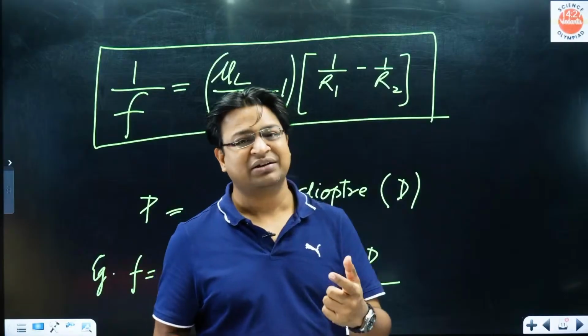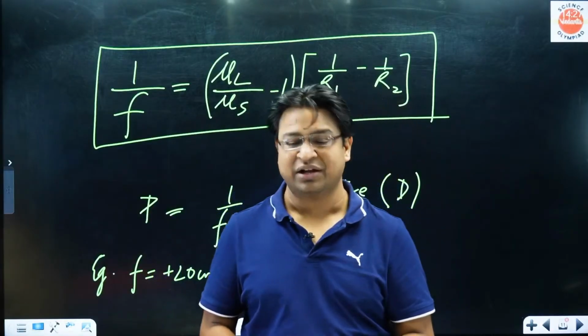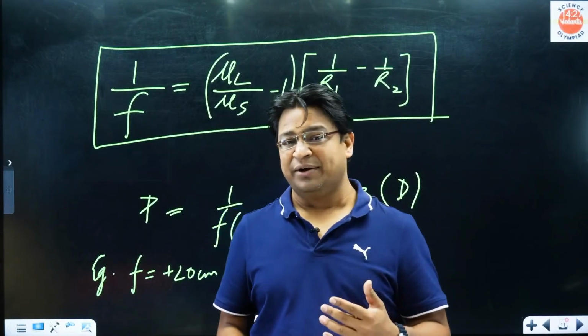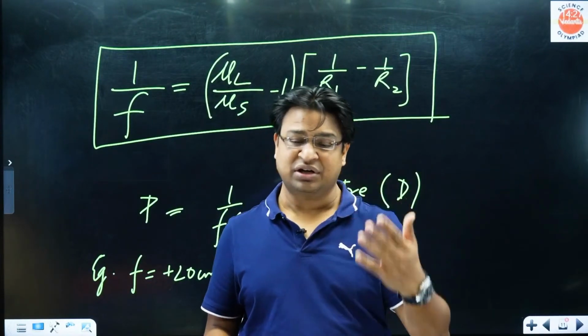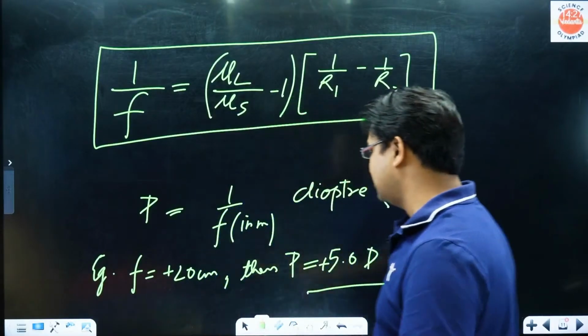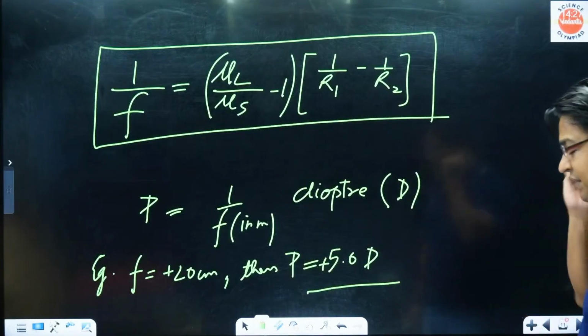You will discover that most likely it is concave. That is the most common defect in our vision, and it is corrected by using concave lenses. Most of us who have defects in vision are wearing concave lenses.